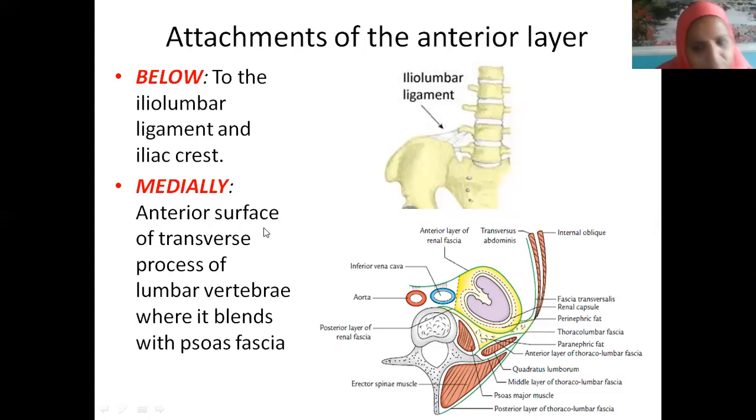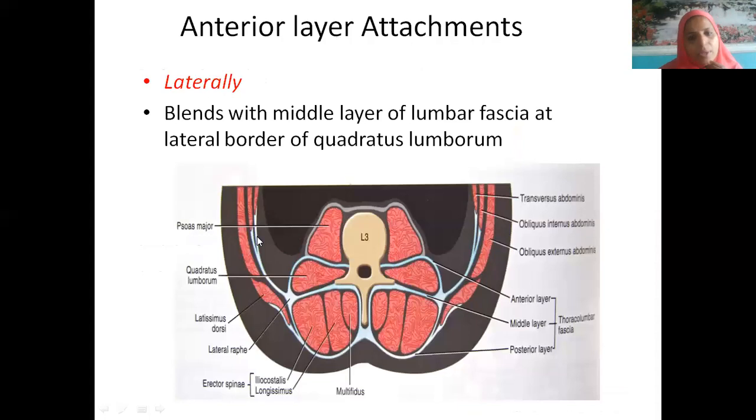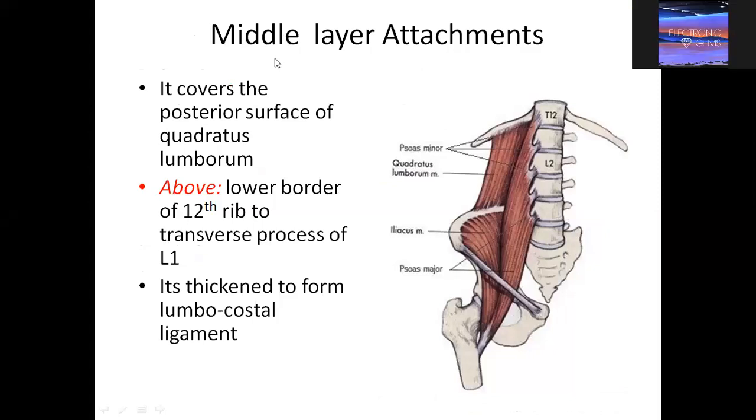Hope this is clear. Anterior layer. Okay. We know laterally it is becoming continuous with the middle layer of thoracolumbar fascia. This is anterior layer and this is middle layer, and both of them become continuous. Okay. Now let us see the middle layer attachments.